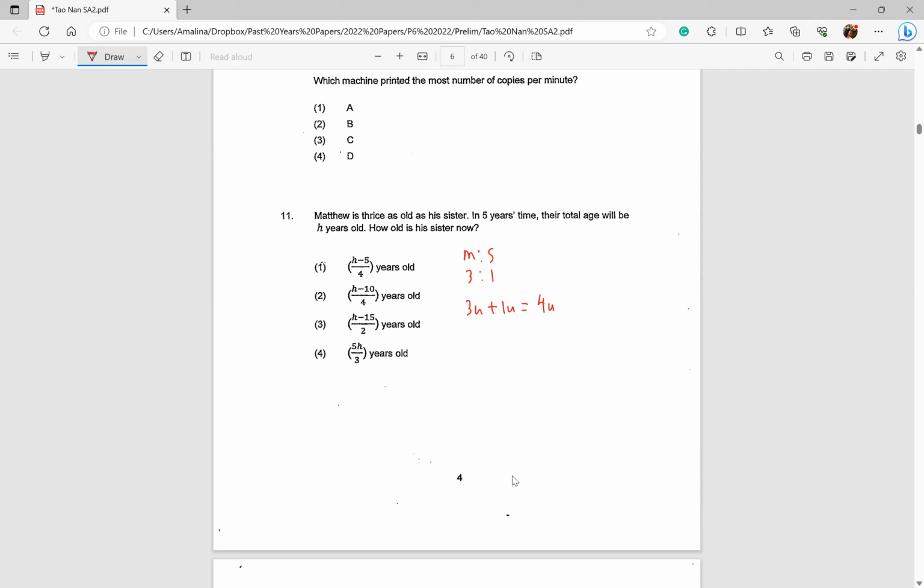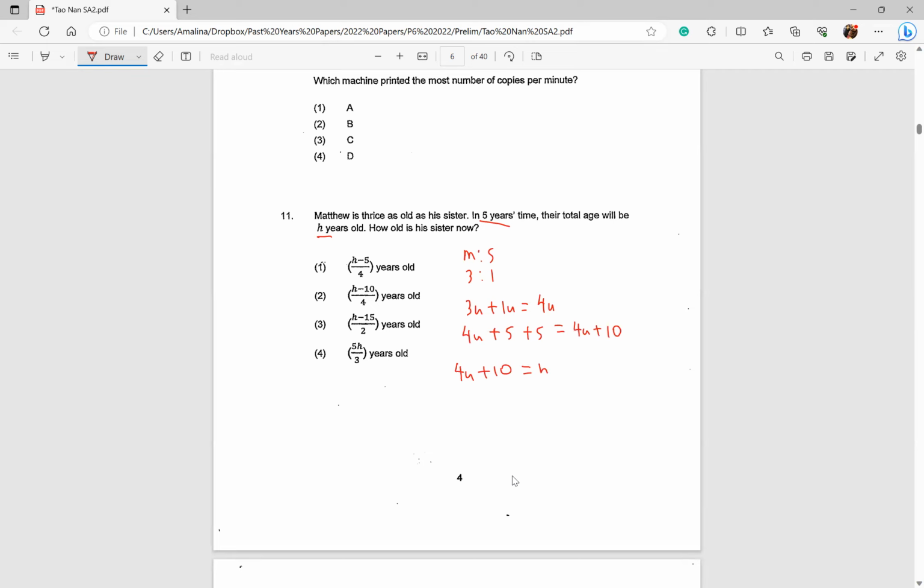Now, if you want to find their total age in 5 years' time, I will take my 4u plus 5 years for Matthew and plus 5 years for the sister. So you get 4 units plus 10. So please be very careful when you want to find your total age. You have to remember to add 5 for each of them. So 4u plus 10 is your total age in 5 years' time, and it's the same as your h years old. Okay, so 4u plus 10 equals h.